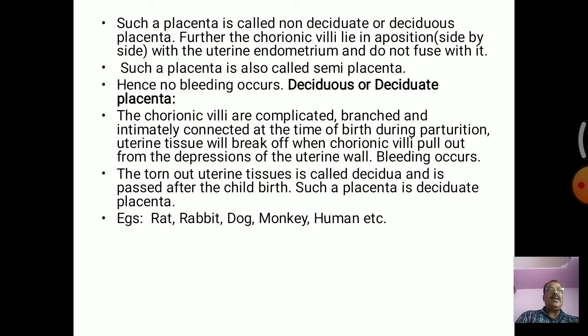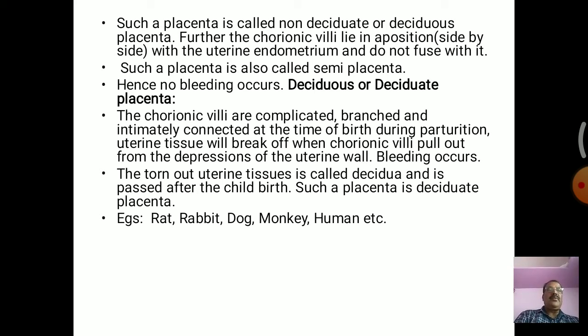Further, the chorionic villi lie in opposition side by side with the uterine endometrium and do not fuse with it. Such a placenta is also called semi-placenta, hence no bleeding occurs. Second one is deciduate placenta.